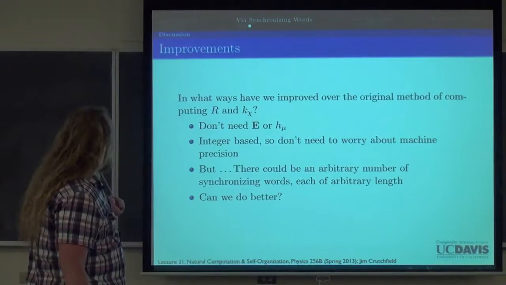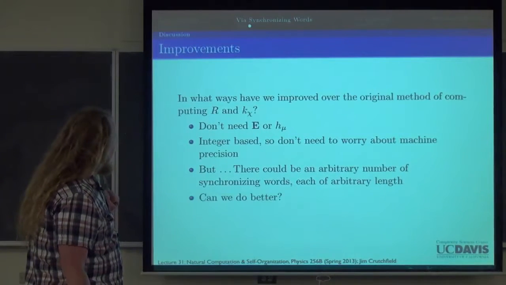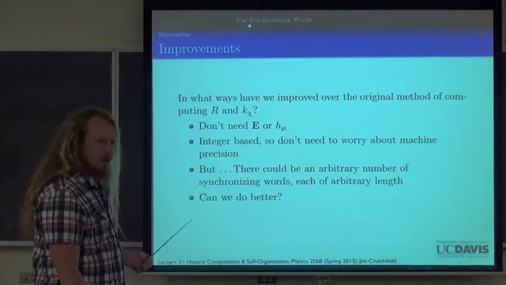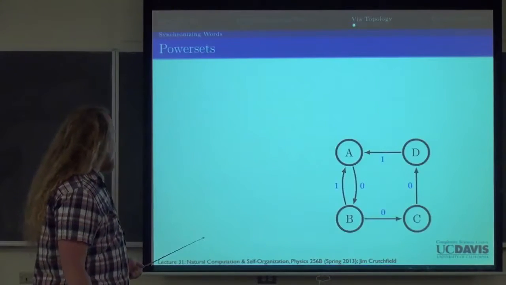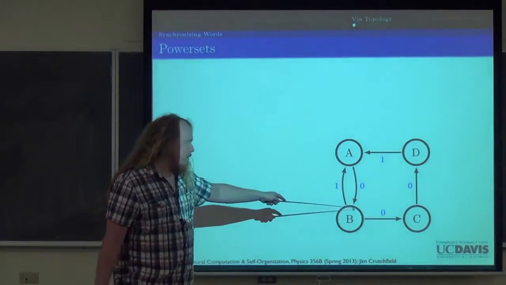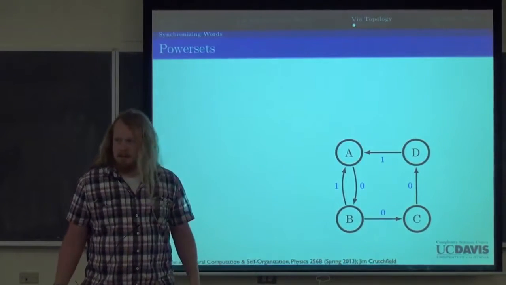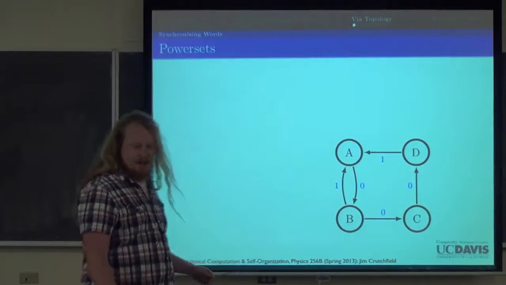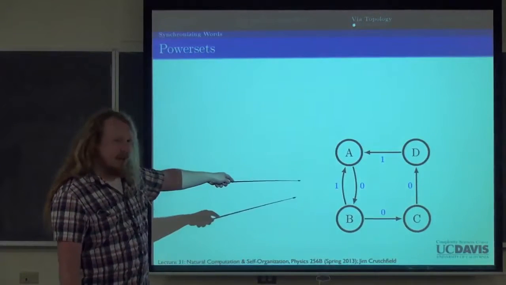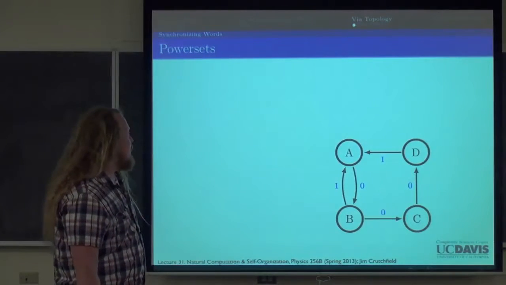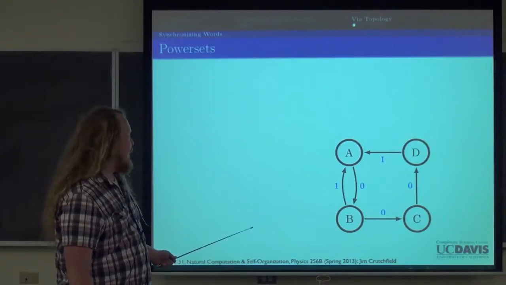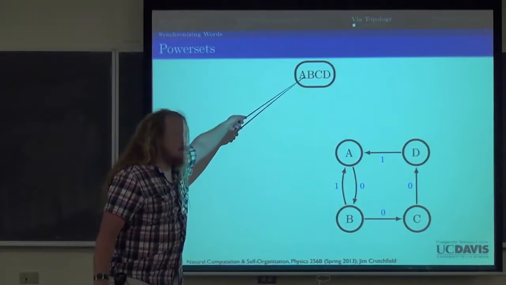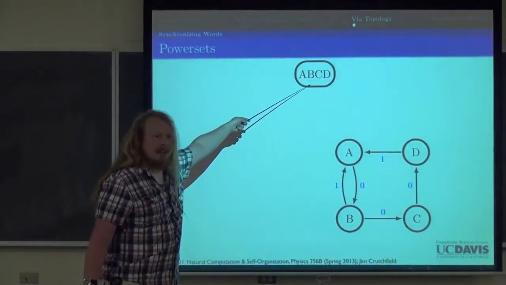Yes. The idea is, instead of enumerating synchronizing words like we did before, we can encapsulate them all in an automaton. Let's start with the machine we had before. We start by not knowing which state we're in. We could be in A, B, C, or D. So we put an actual state that represents that here.